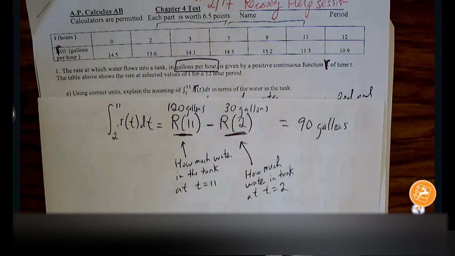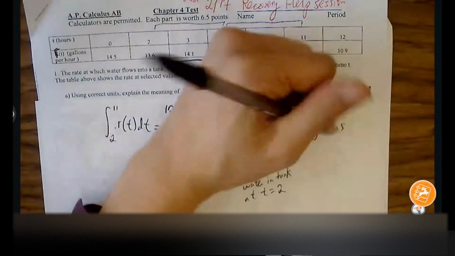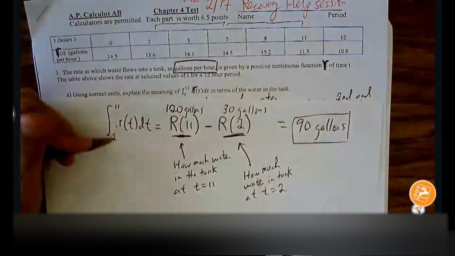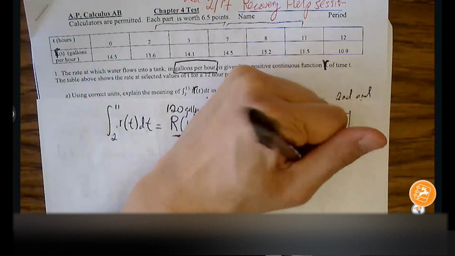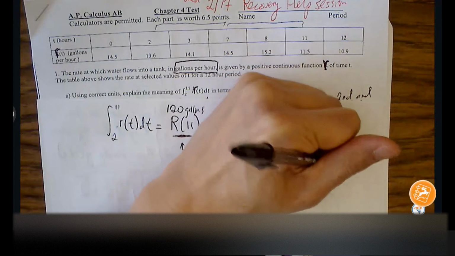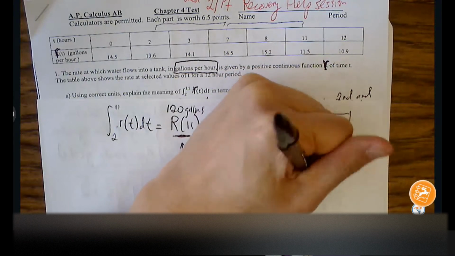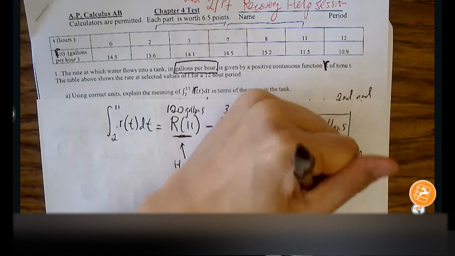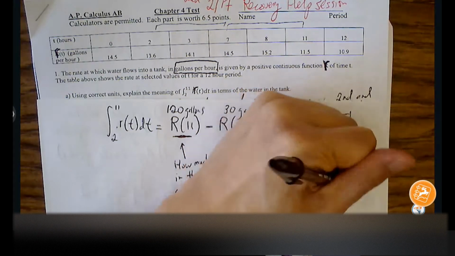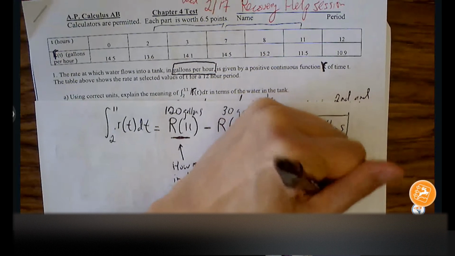Just there's 90 gallons. Something with 90 gallons, that's for sure. Is it a time period with 90 gallons? Okay, let me just tell you what this is. So 90 gallons, what this tells us is that this is the amount of water added into the tank between the 2nd and 11th hour.